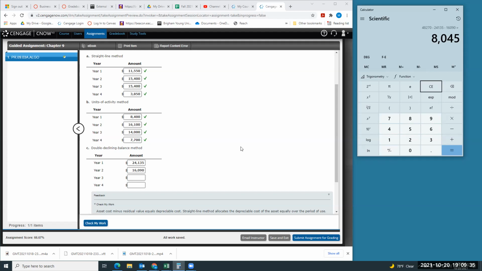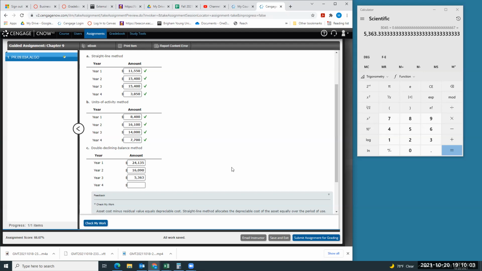To find the amount of depreciation expense for the third year, I'm going to multiply that by my rate. And that's going to give me 5,363. It tells me to round to the nearest dollar up here in the instructions. So I'll do 5,363. And that's our depreciation for the third year. So now for the fourth year, it's a little different. We don't worry about rates. We don't worry about anything.